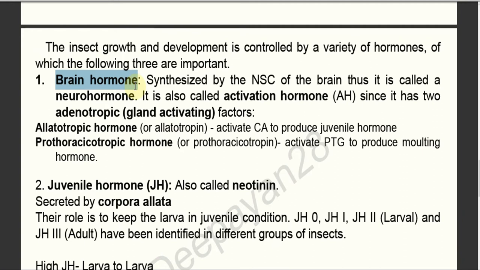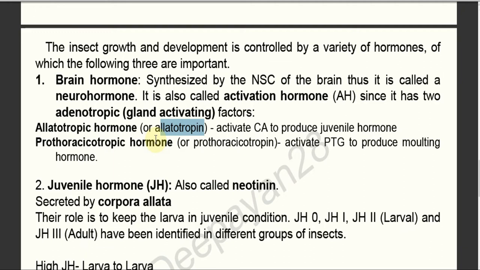Now, this brain hormone has two functions. What are those? One is allototropic, another one is prothoracicotropic. The hormone which will activate the corpora allata is known as allototropic hormone, otherwise allototropin. Understood? Next one is prothoracicotropic hormone.